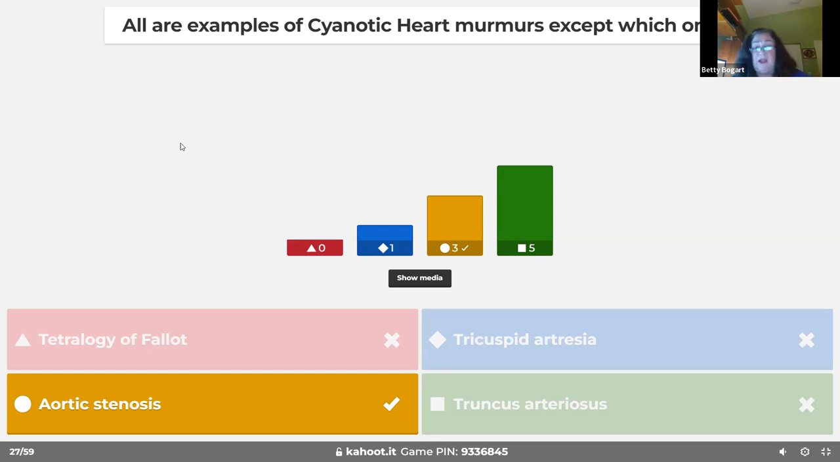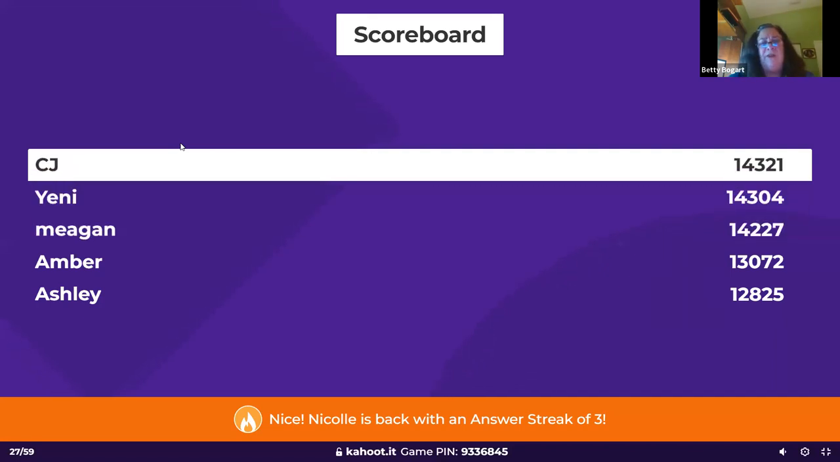We know tetralogy. I've already said it's the most common. Atresia means no opening at all. Definitely cyanotic. And then truncus, it's just part of the list. It's just something you'd have to look at. I'm not going into the details because I don't want you confused. Tetralogy is the one you need to know, and transposition and coarctation.